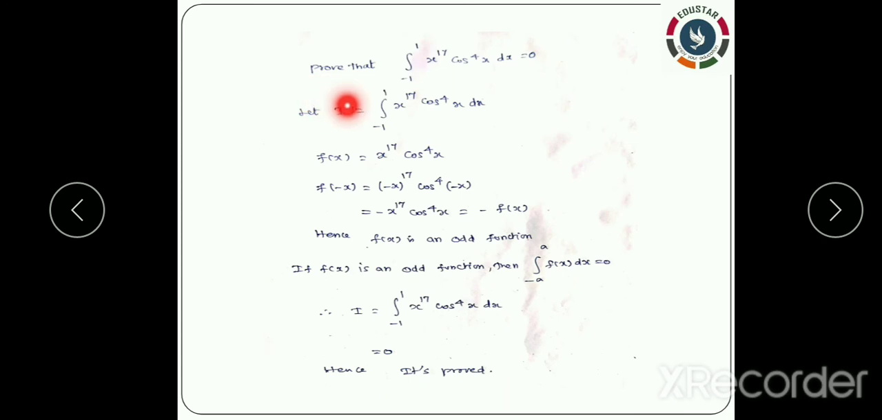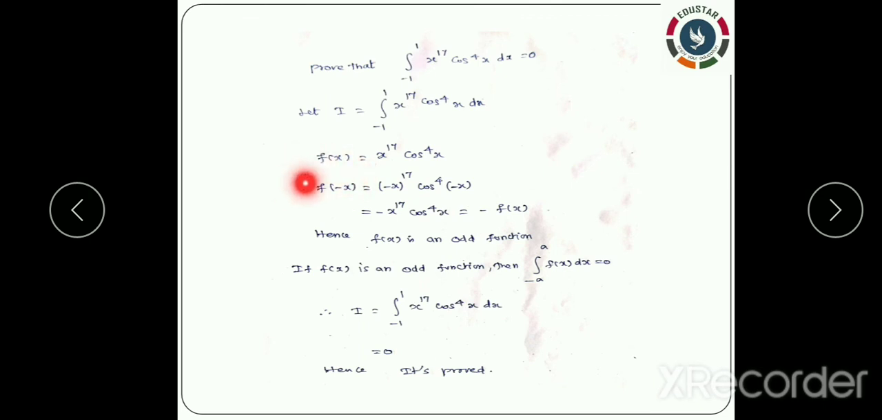Next one: prove that the integral from minus 1 to 1 of x to the power of 17 into cos to the power 4 x dx equals 0. We need to integrate this function, and we get 0. Assume I equals the integral from minus 1 to 1 of x to the power of 17 into cos to the power 4 x dx. Then we can write the given function f of x equals x to the power of 17 into cos to the power 4 x. Is the given function even or odd? We are going to verify.